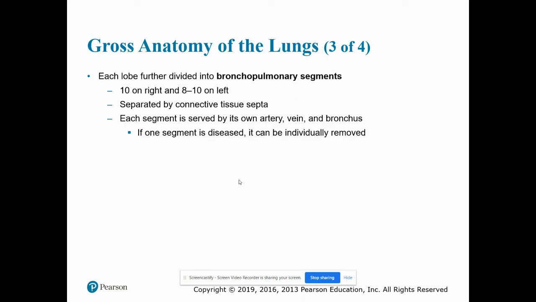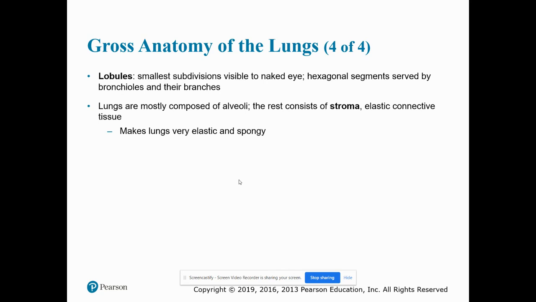Then each lobe is going to divide further into bronchopulmonary segments, 10 on the right, 8 to 10 on the left, and they're going to be connected by connective tissue septa. The really cool thing is that each segment is served by its own artery, vein, and bronchus, and this means that if one segment is diseased, it can be individually removed. Lobules are the smallest subdivisions that are visible to the naked eye, and they are hexagonal segments that are served by bronchioles and their main branches.